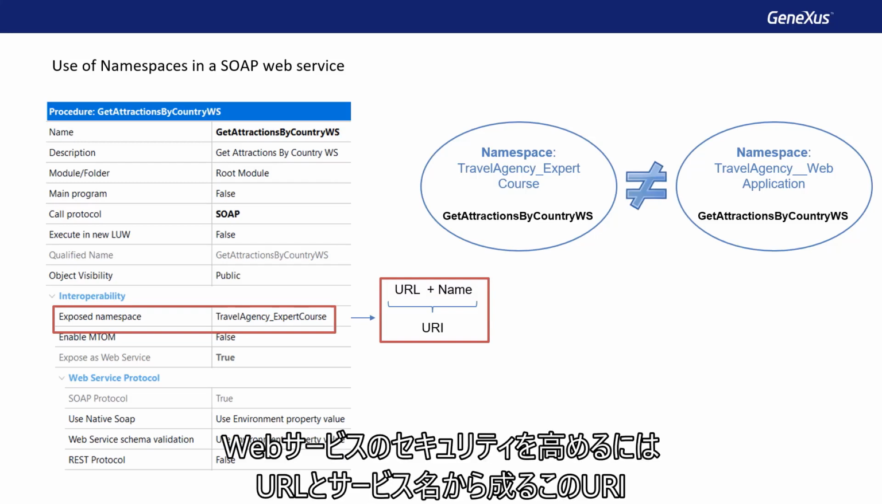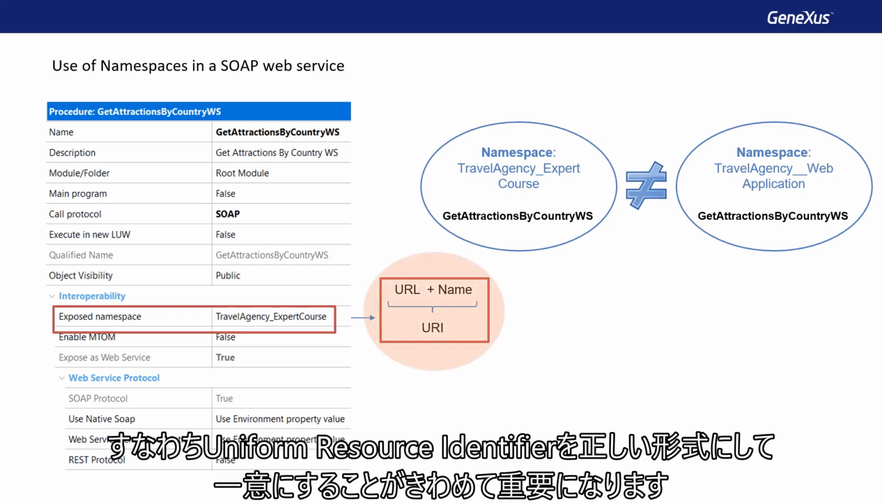When adding security to web services, it's crucial that this URI, Uniform Resource Identifier, which consists of the URL and the name of the service, be well-formed and unique.